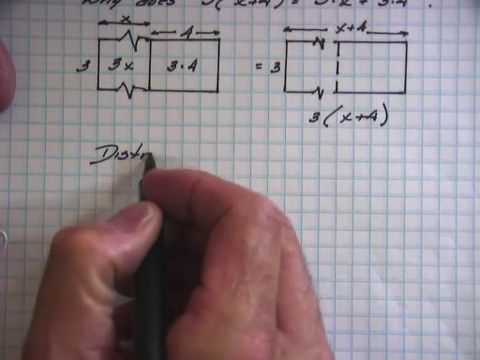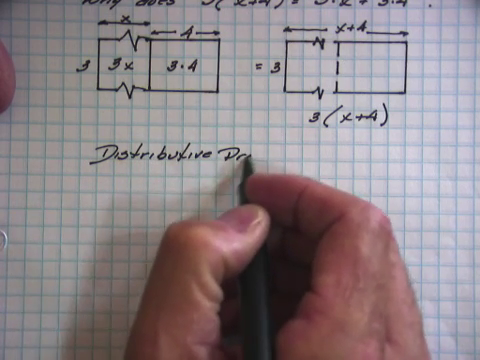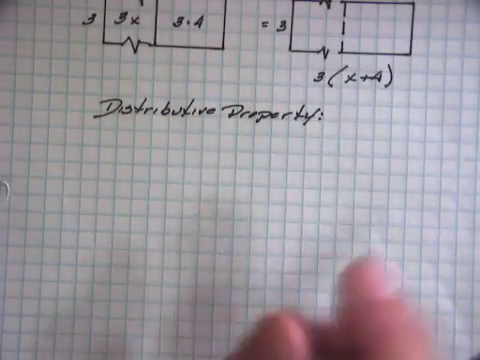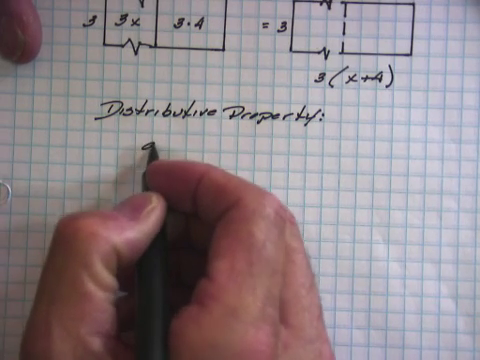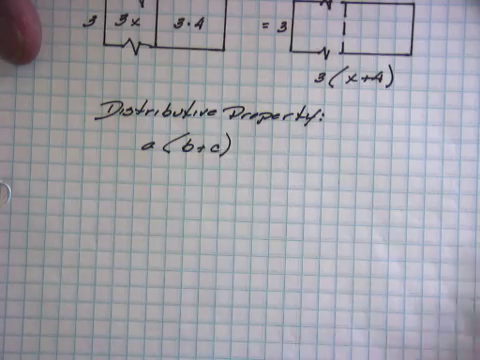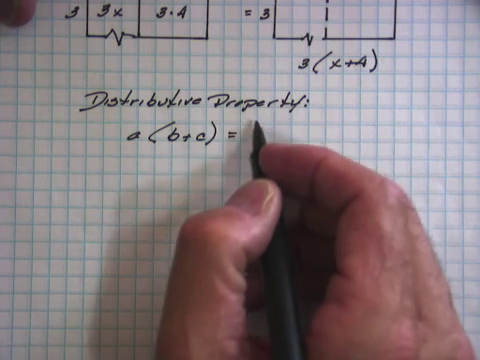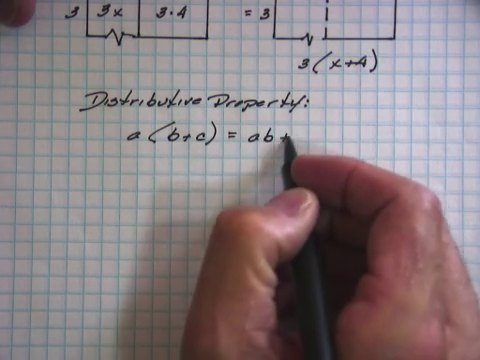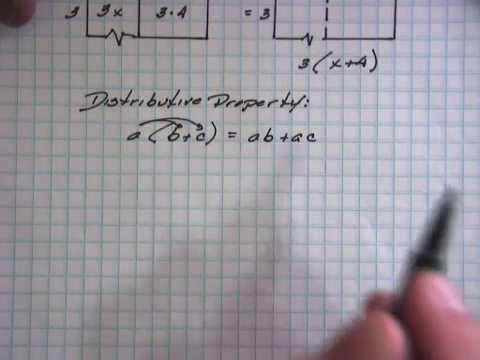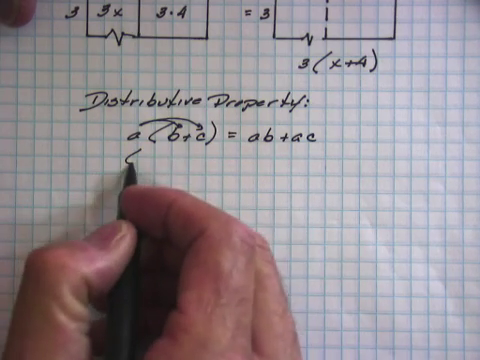So the distributive property, officially, this is what it says. It says if you have a number a outside the sum of 2 other numbers that we're calling b and c, then this is equal to ab plus ac. See, we distributed the a to the b and the c.